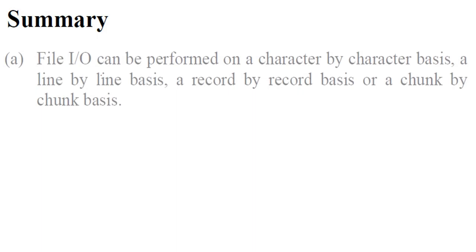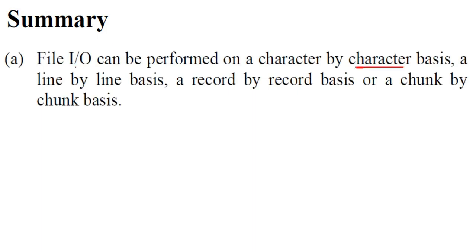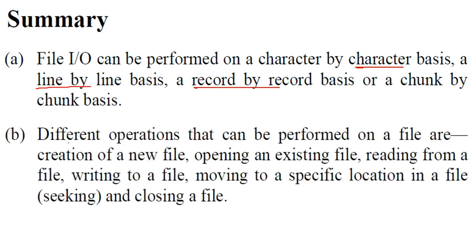So let us summarize what we have seen. File input output can be performed on a character by character basis, line by line basis, record by record basis, or chunk by chunk, buffer by buffer basis. There are different operations that we can perform on a file. We can create, we can open, we can read from the file, write to the file, and we can also move to a specific location in a file, or seek the file, and then close the file.